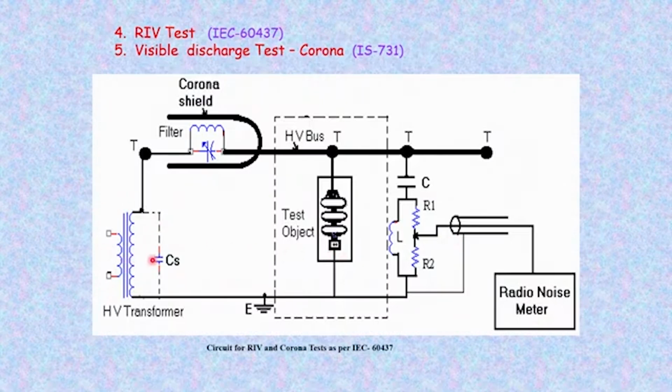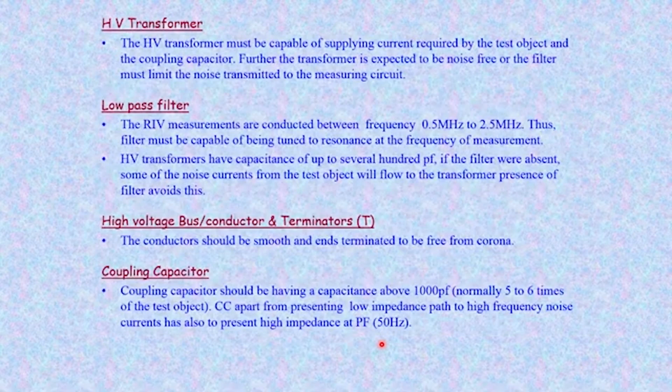What is the importance and how the component should be tuned for the RIV test. So high voltage transformer must be capable of supplying current which is required by the test object, and the coupling capacitor, that is very important. Further, the transformer is expected to be noise free.